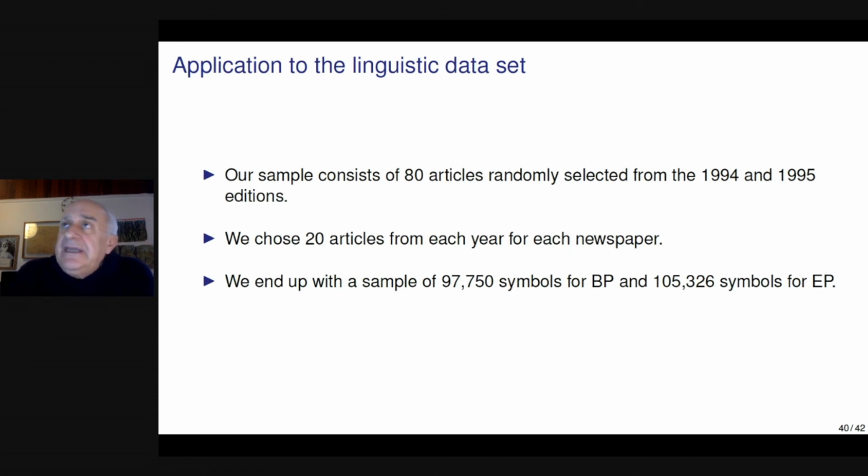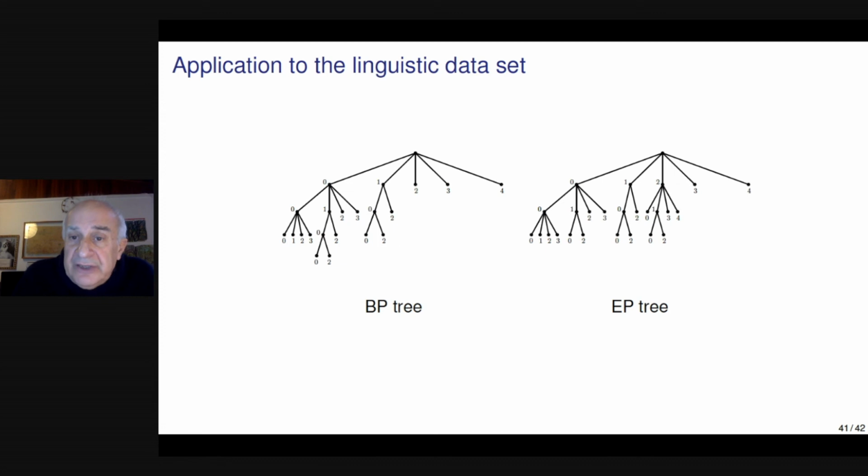So we take 80 articles, we choose 20 articles for each year for each newspaper. At the end, we have around 1,100 symbols for BP and EP. And then we apply this criterion, and we got these two context trees.